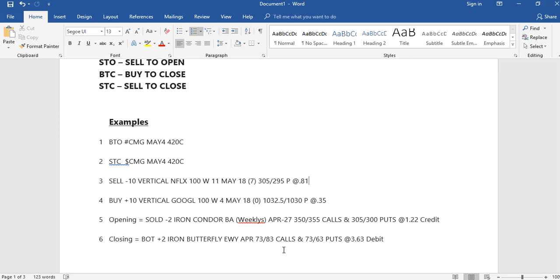Since it's an iron butterfly, similar to an iron condor, there's 4 legs. So you would have the 2 legs for the call, the 73 and the 83. And then for the put, you'd have the 73 and 63. And it was a $3.63 debit. And again, we know it was a debit because it was a buy. They did not really have to tell us the debit part. Anytime you buy something, it's going to be for a debit.